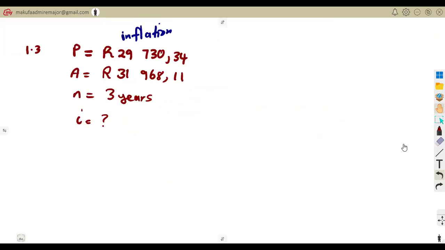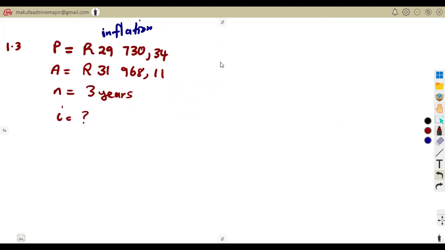Remember your compound interest formula. The amount is equal to what? That is equal to P into (1 plus I) to the exponent of n. So what you can do, you can make I the subject, or you can substitute your values. Just for the sake of us all understanding, let's just substitute our values as they are.